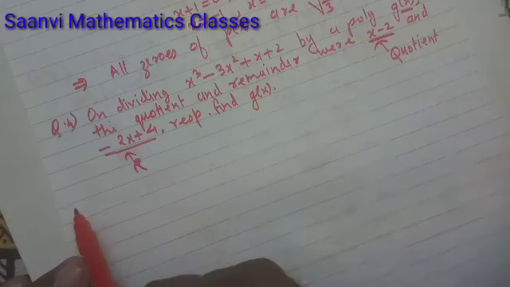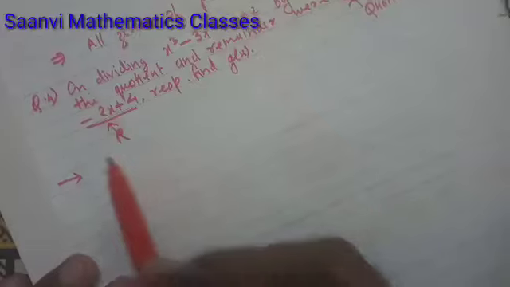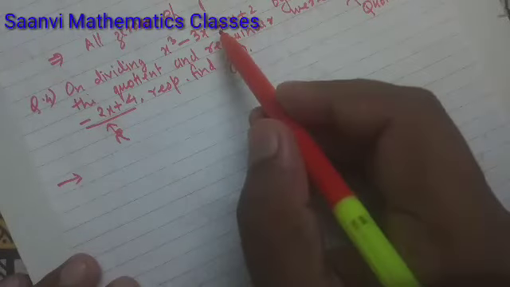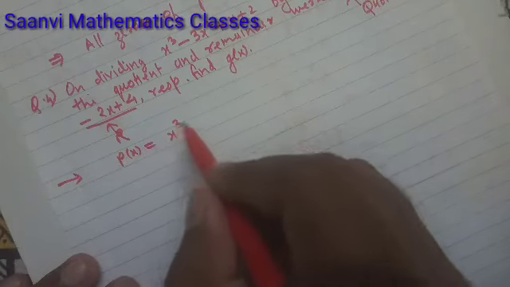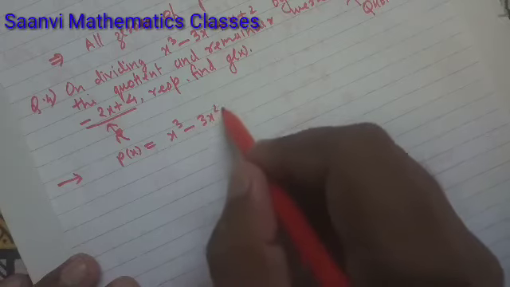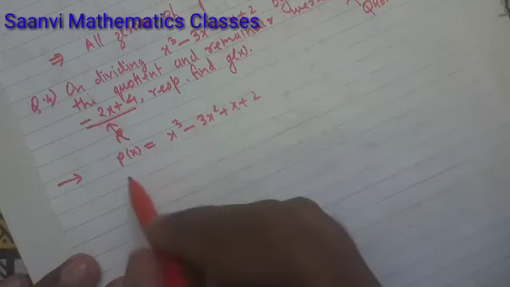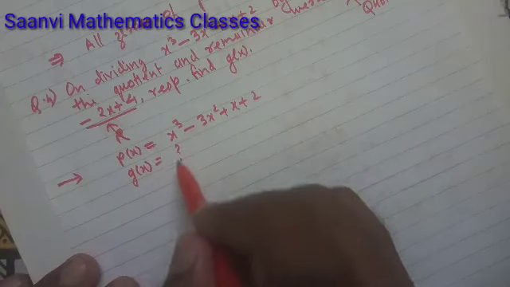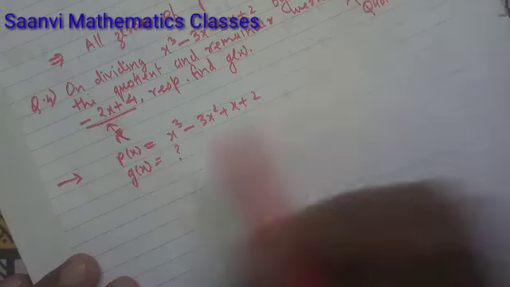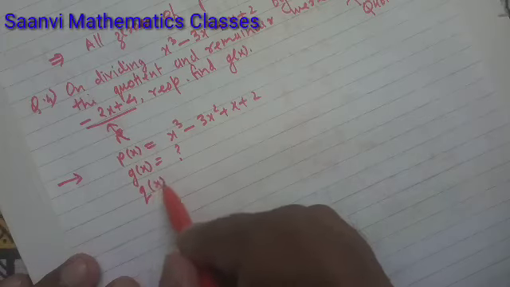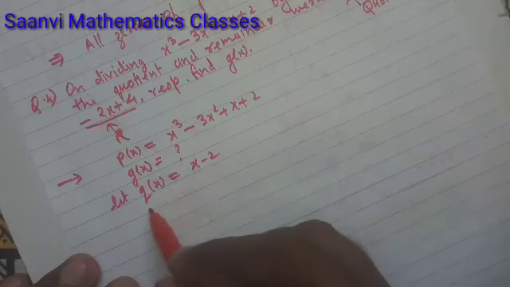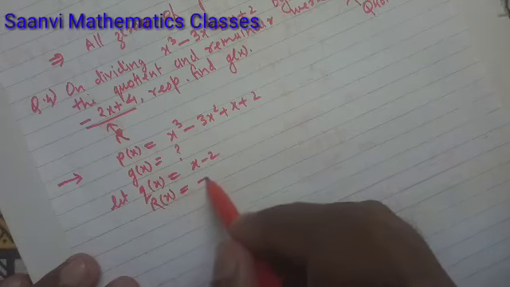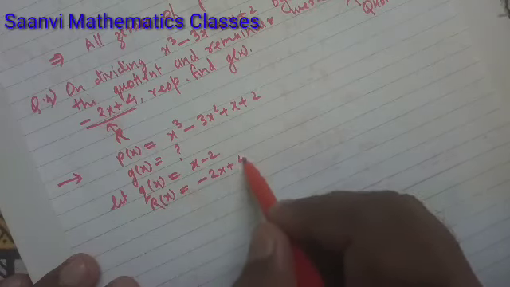So, a simple concept for how you're going to interpret this question. First of all, I consider this polynomial as p of x. So here I consider my p of x as x cube minus 3x square plus x plus 2, and g of x is what you need to find. If I denote the quotient by q of x, I'm letting q of x be x minus 2, and the remainder, let me take it as r of x, is minus 2x plus 4.